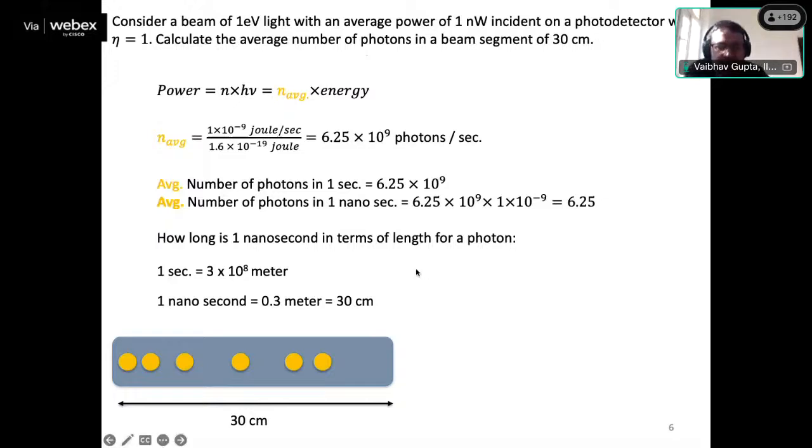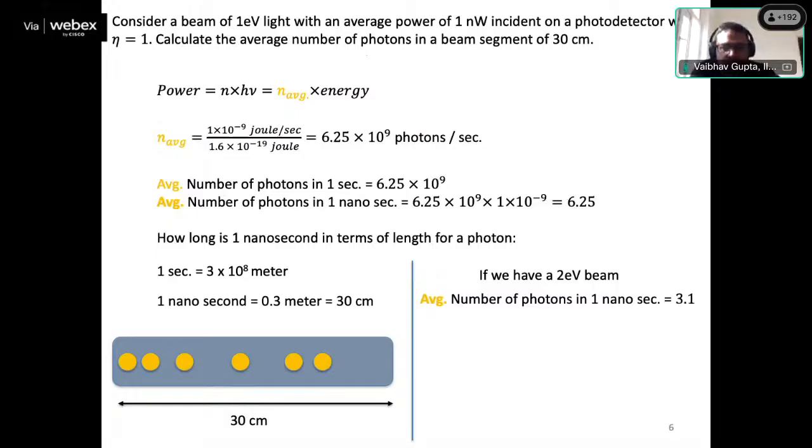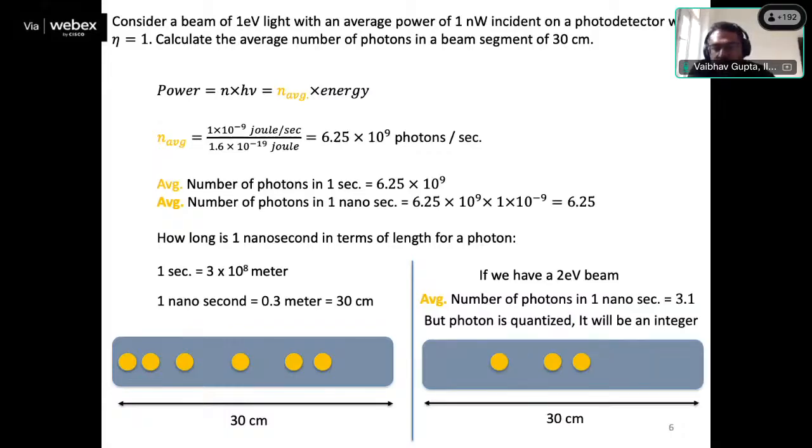Remember that photon is a quantized number. It can only be an integer: 0, 1, 2, 3, 4. 6.25 is an average number. Now, suppose rather than one eV, if I have a two eV light source, the average number of photons will go down by 2. You just have to divide the energy. So it will be 3. And I told you photon is a quantized number. So whenever I say 3.1, meaning when I'm showing 3 photons, it's just an approximation.